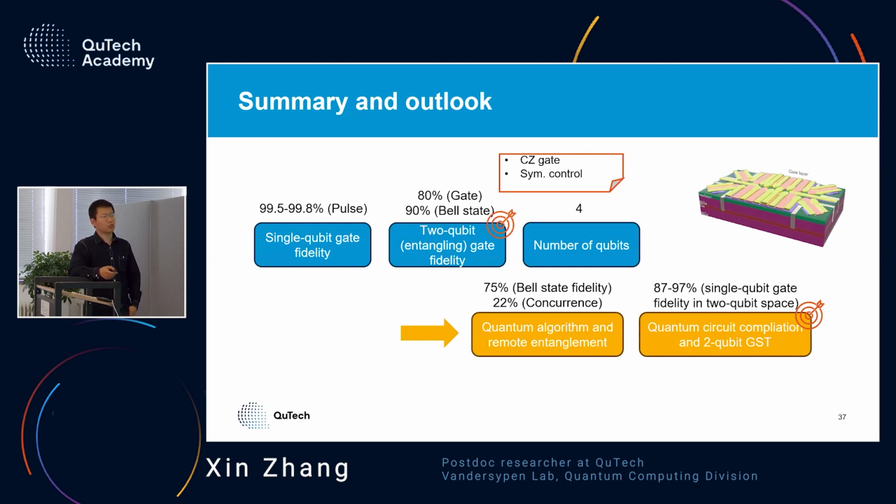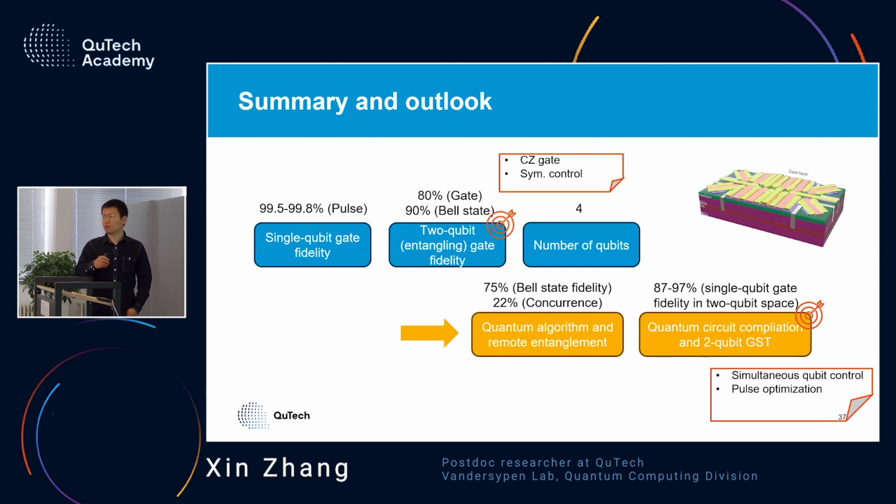And also for the quantum circuit compilation, the strategy we use maybe is not optimal. We can choose other ways to compile the single qubit gates. And maybe other ways can give us better fidelities. And we can also use simultaneous qubit control or pulse optimization.